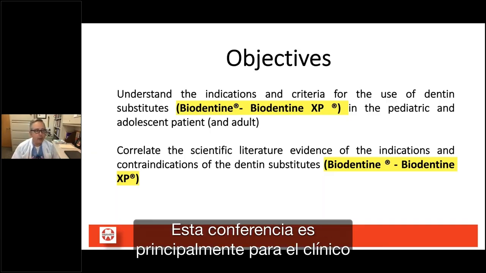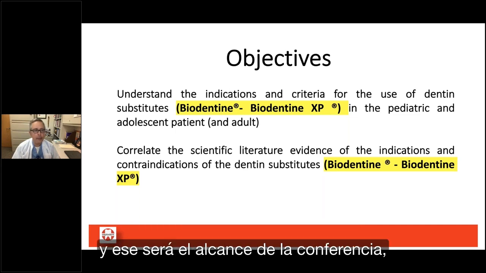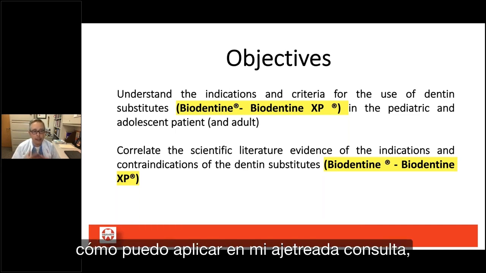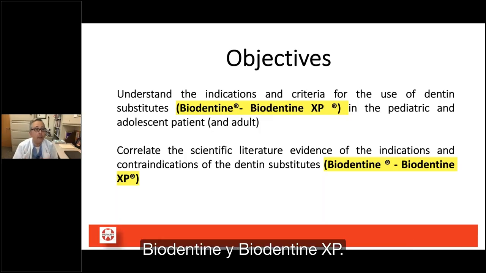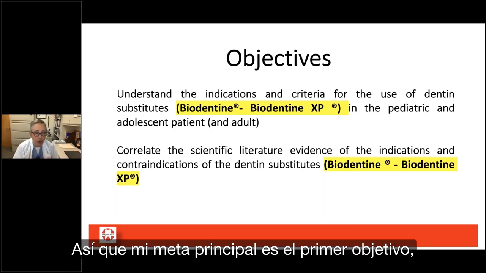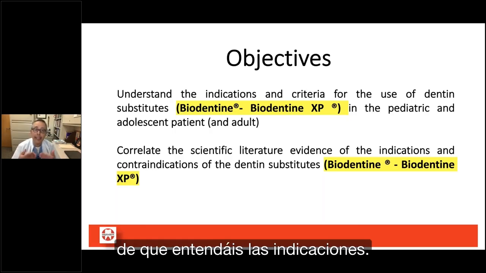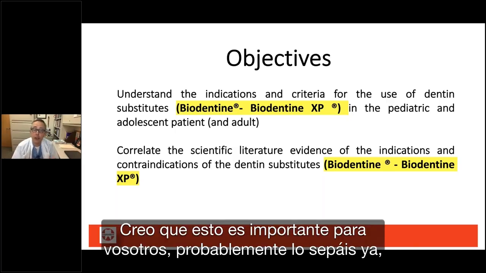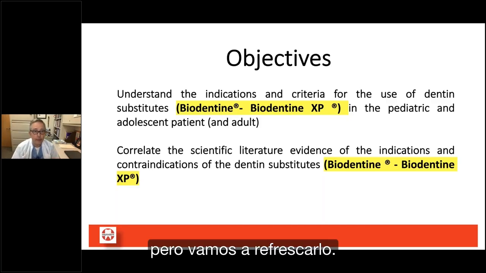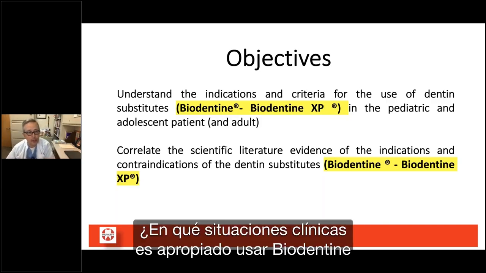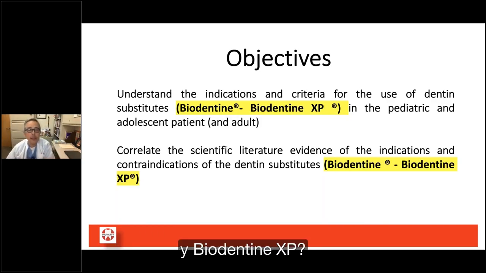This lecture is mainly for the clinician, and I will keep that scope. How can I use Biodentine and Biodentine XP in my clinical practice? So my main goal is the first objective: for you to understand the indications. I think it's important for you. You probably know, but we are going to refresh that: in which clinical situations Biodentine and Biodentine XP are appropriate to use.